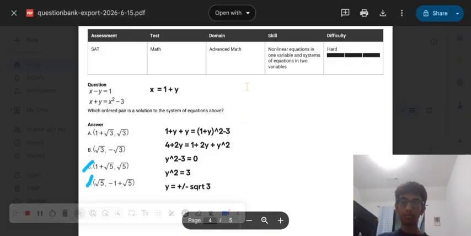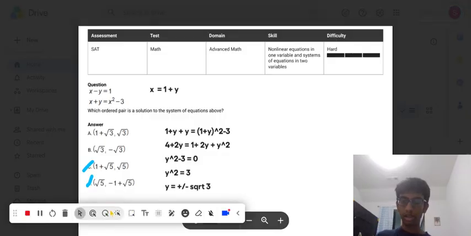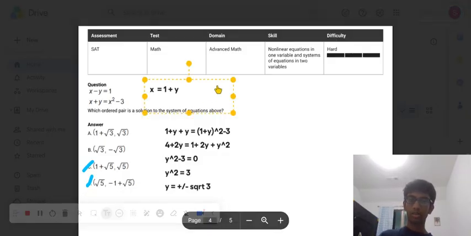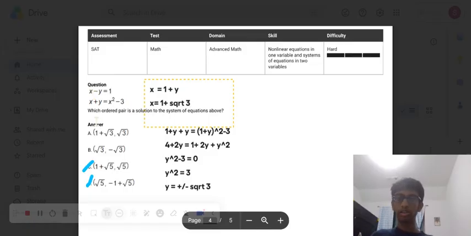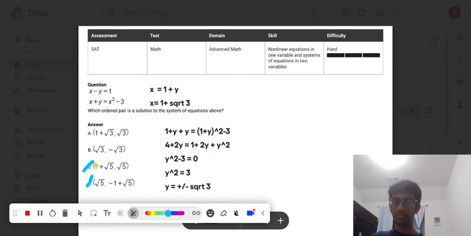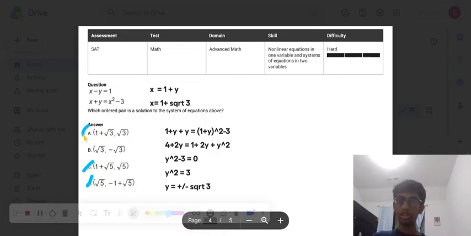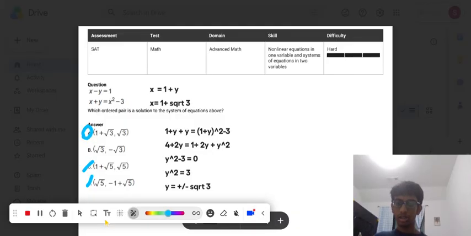So if we have plus square root of 3, x would be equal to 1 plus square root 3. So 1 plus square root 3, and we have a positive 3, so our answer choice is A. Now I'll also look into B as well, just to make sure. I'll circle A, I'll also look into B though.